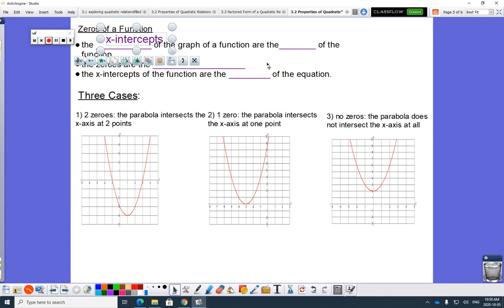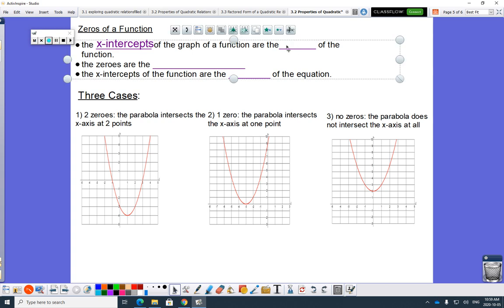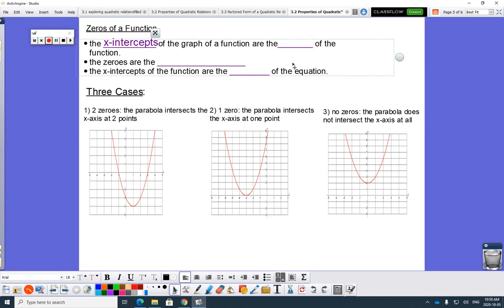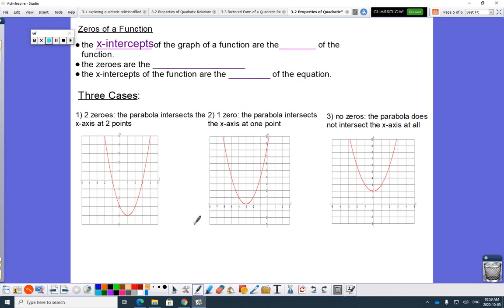Okay, so the x-intercepts of the graph of a function are these zeros, or where it crosses the x-axis. So when the x values, when y equals 0. Eventually what we're going to do is solve an equation.